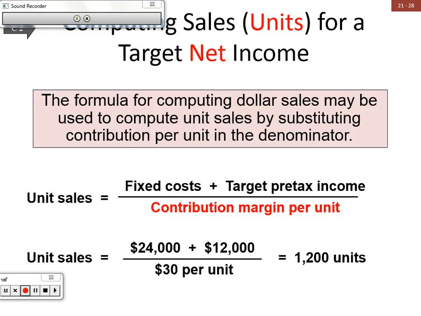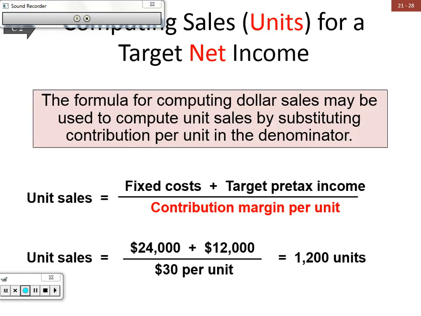We need to get it down pat, because otherwise you're going to be flustered about what you need to do. How do you get contribution margin ratio? Contribution margin per unit, not contribution margin sales, contribution margin ratio. Contribution margin per unit divided by sales price per unit.